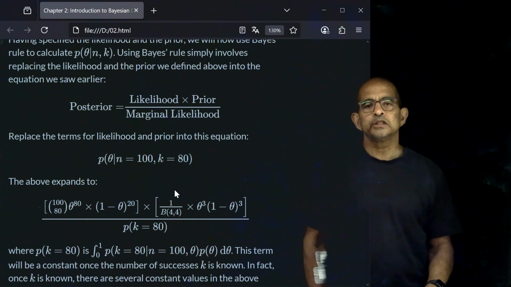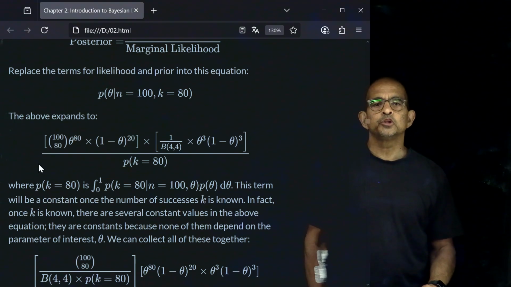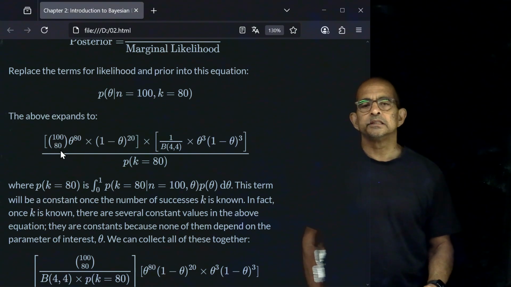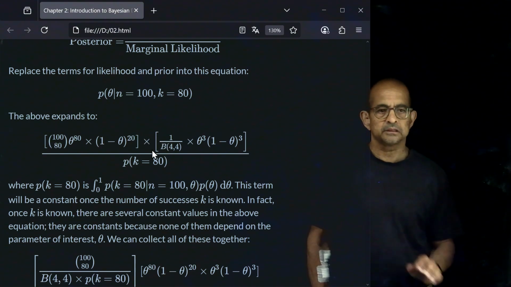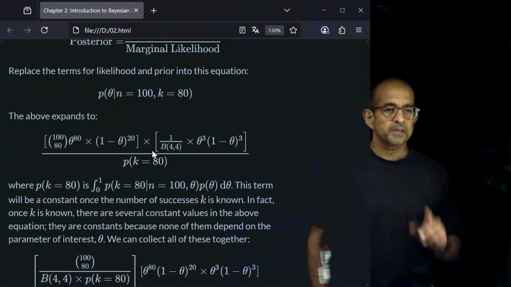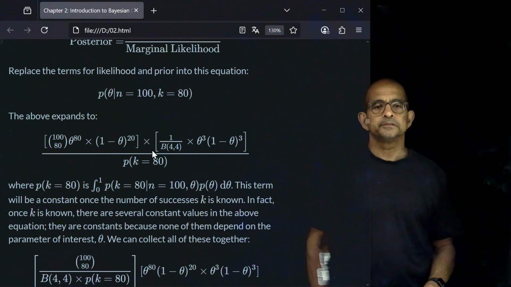So my likelihood function is going to be this expression here, right? So you've got 100 choose 80, theta to the power of 80 times 1 minus theta to the power of 20. This term here is my likelihood function. And the second term here is my prior, which I specified a few minutes ago. So that's my beta 4-4 prior, right?